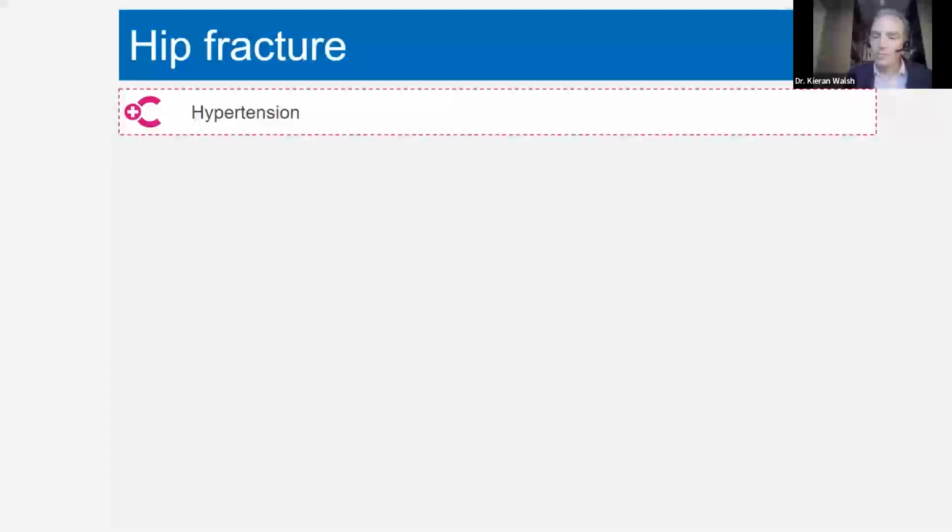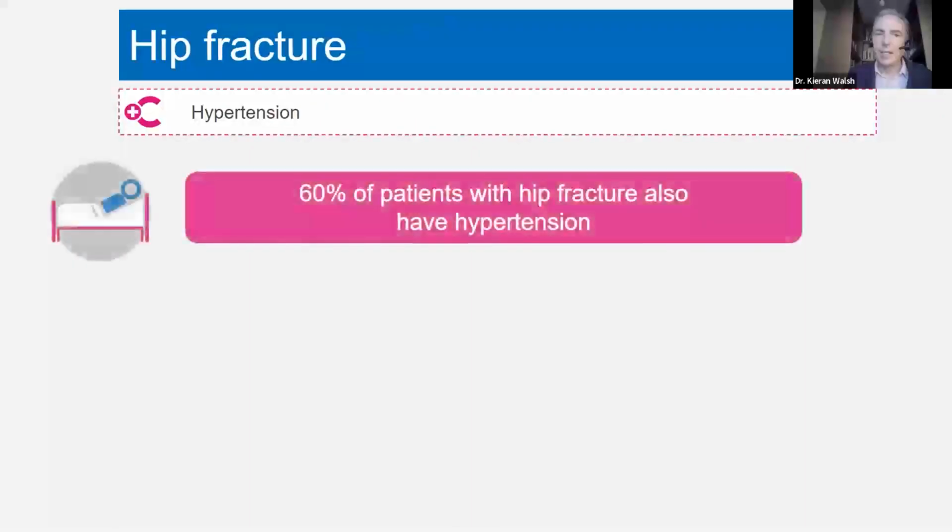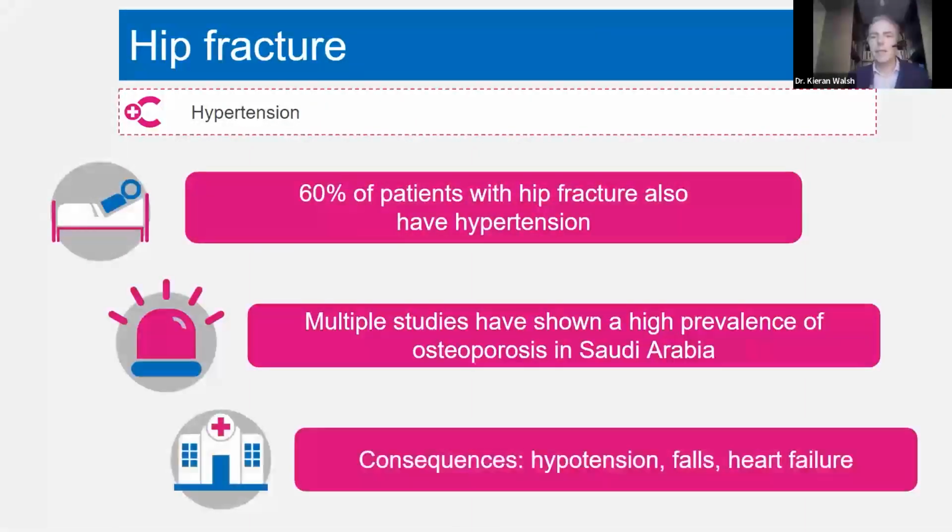But it's not just COVID-19. Let's look at another example. 60% of patients with hip fracture also have hypertension. Multiple studies have shown a high prevalence of osteoporosis in Saudi Arabia.